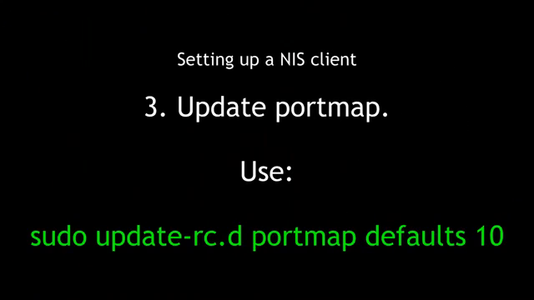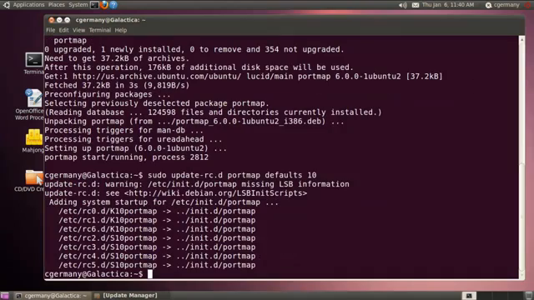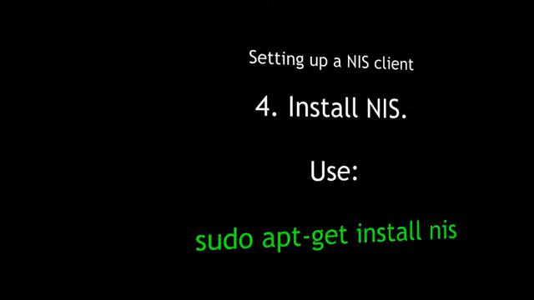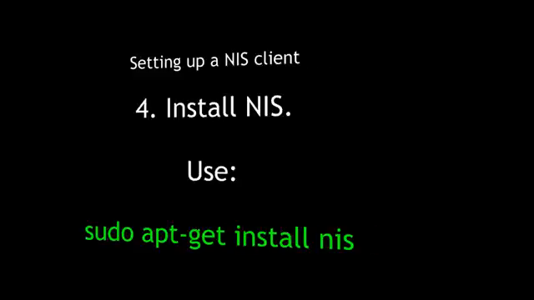3. Update portmap. Use sudo update-rc.d portmap defaults 10. And now I just want to update the defaults there. Okay. 4. Install NIS. Use sudo apt-get install nis.